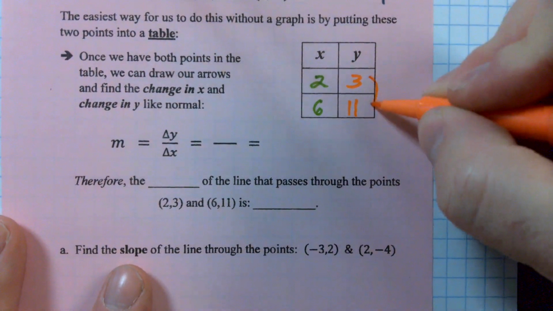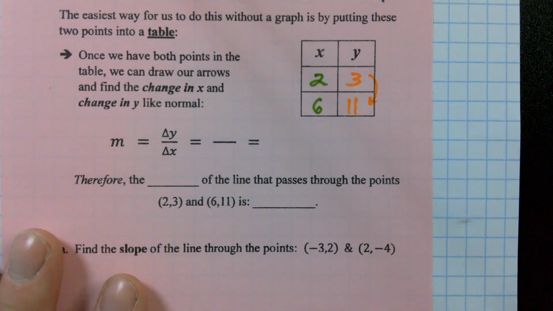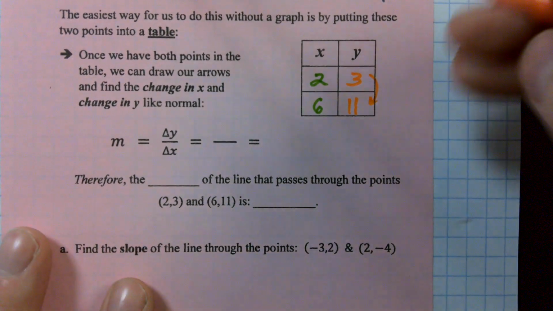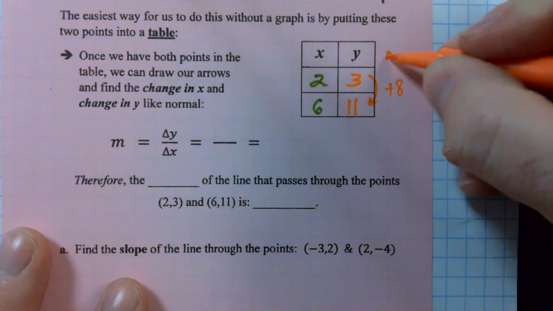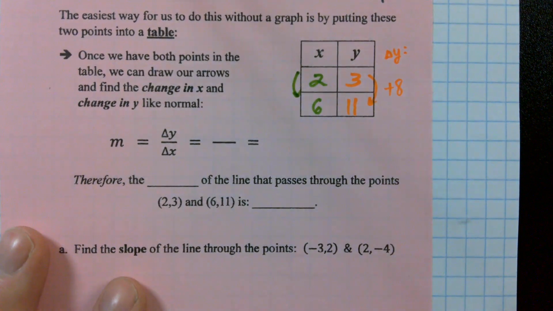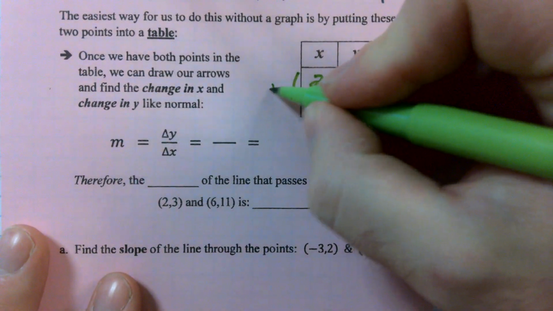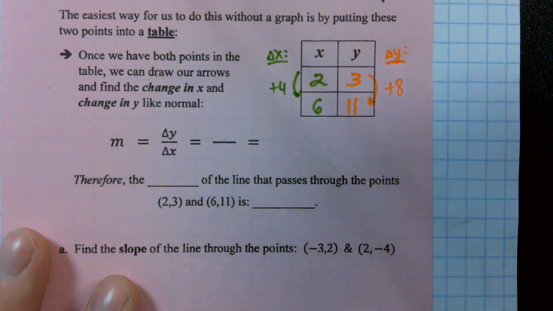I'm going to do my little arrows. I only have to do it once. How do I get from 3 to 11? What am I adding to 3 to get 11? Plus 8. That's my change in y. For my x, how do I get from 2 to 6? Plus 4. That's my change in x.